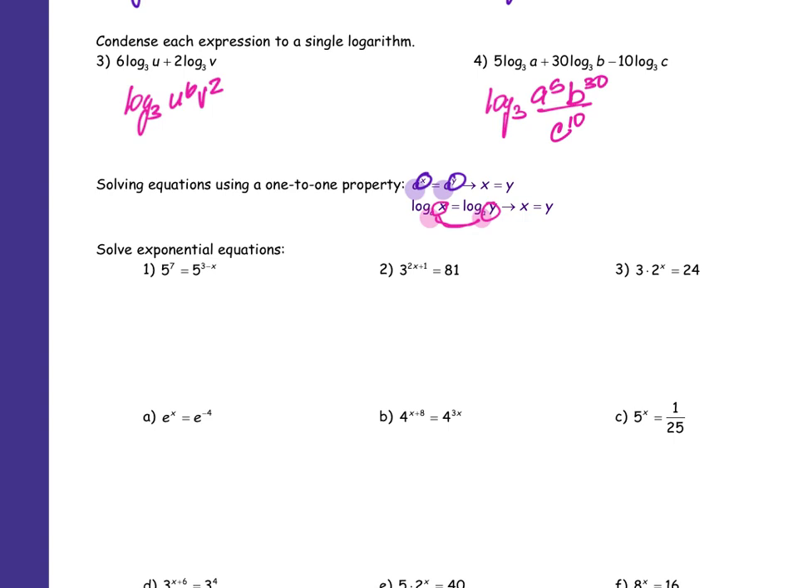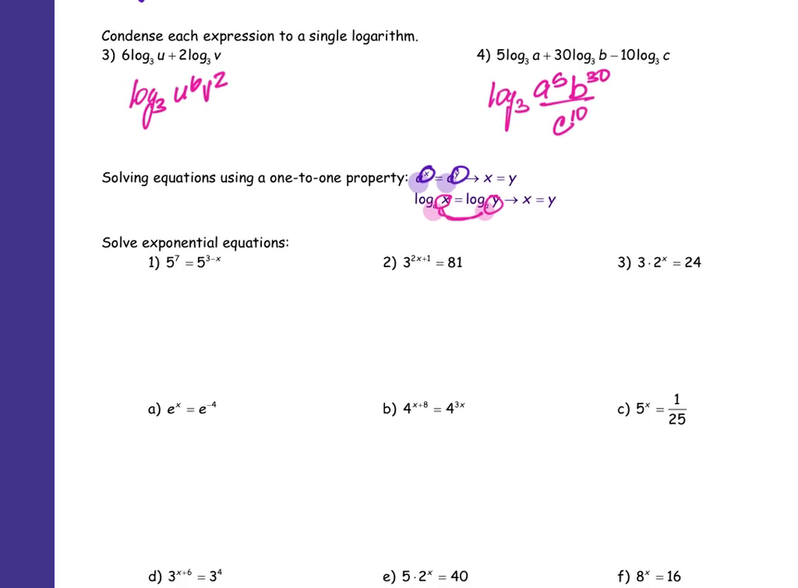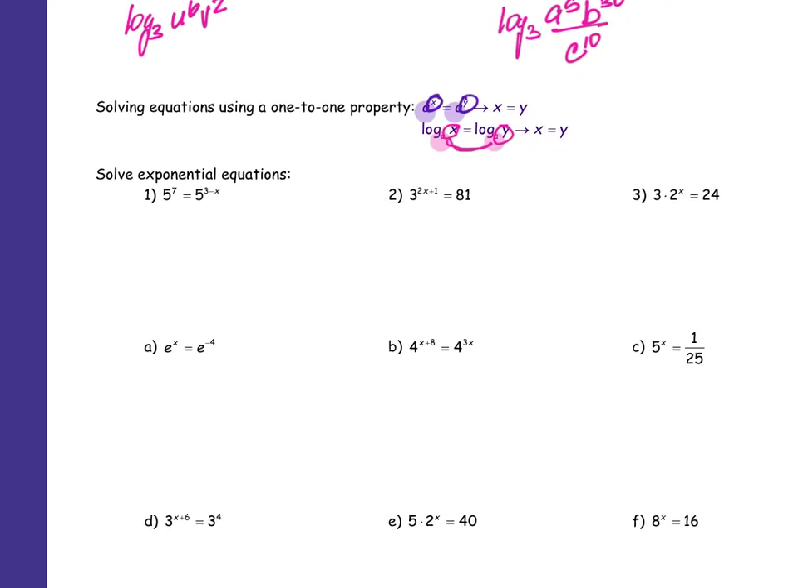So let's go ahead and look at these. So number 1 has bases the same. They have a 5, base 5, right? 5 to the 7th power equals 5 to the 3 minus x.